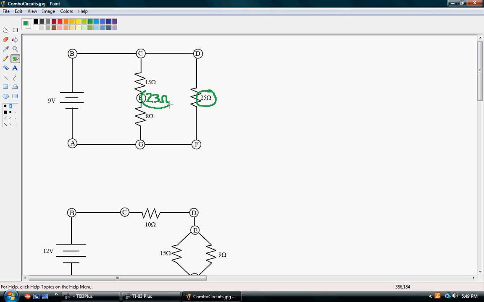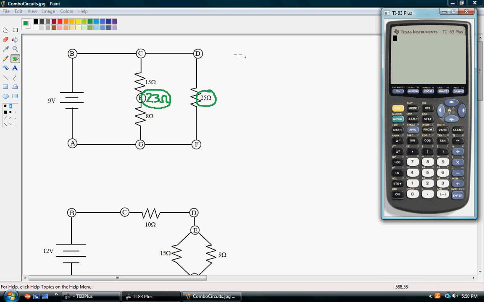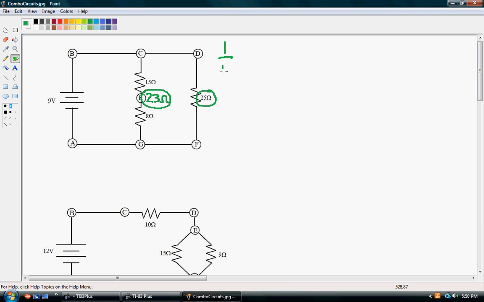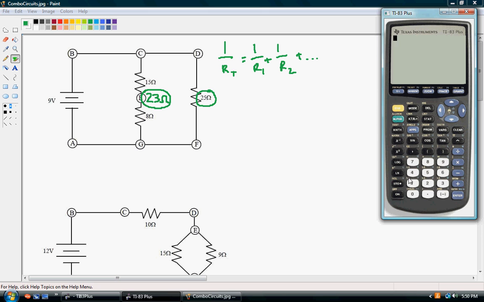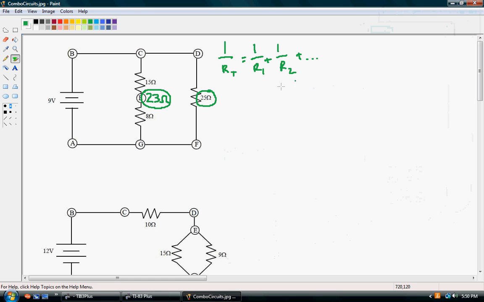So for the circuit, it'll be these two equivalent resistances that we're looking at. And since they're in parallel, the formula for your total resistance is 1 over R_total is equal to 1 over R1 plus 1 over R2 plus 1 over however many R's you have. Alright, so here we only have 2, so I type it in like this: 1 divided by (1 over 23 plus 1 over 25). And I get a resistance of 11.979.